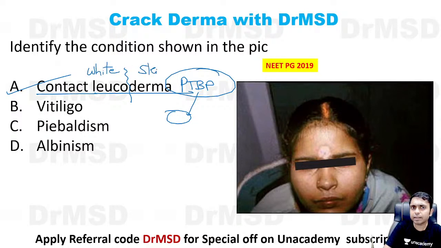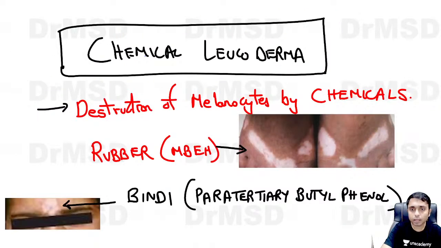So white skin can be seen. That is the reason it is called contact leukoderma. Or we can also call it chemical leukoderma. Why? Because certain chemicals have this melanocyte destroying or damaging effect.